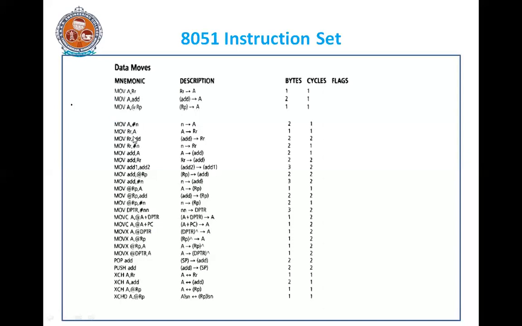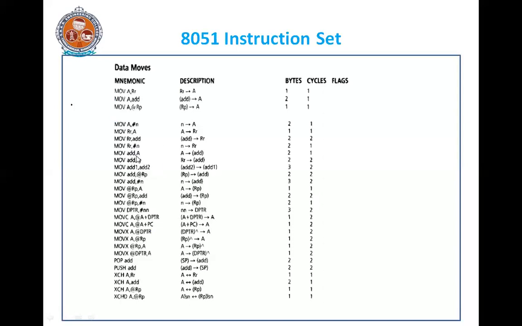Similarly, MOV R1, A. That means the accumulator data is moved onto the register R1. Similarly, MOV R1, add. Here add is a label, so the content of add will be moved to R1. Similarly, MOV R1, #n means the data n will be moved directly to the R1 register.